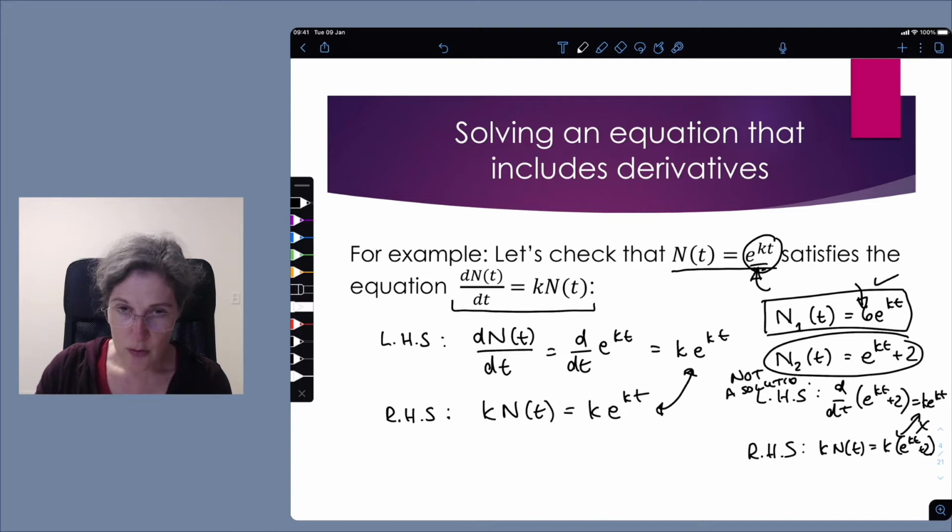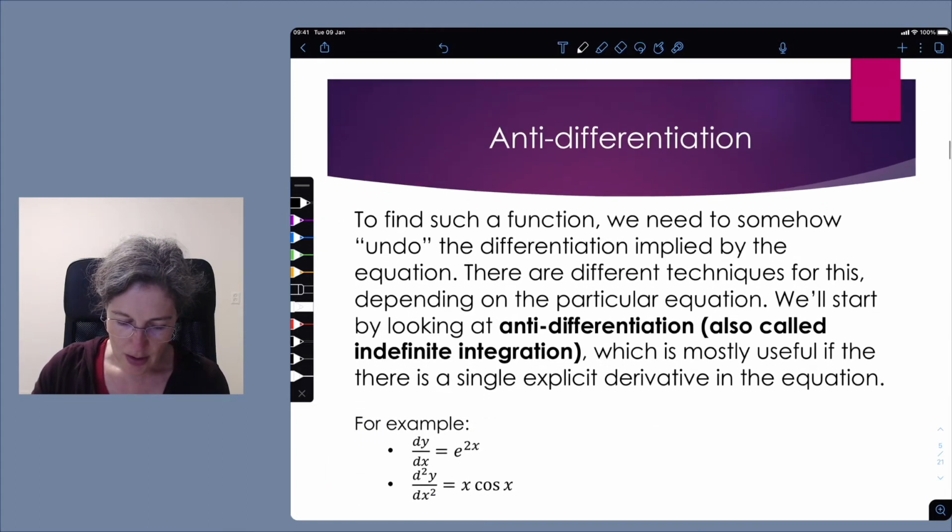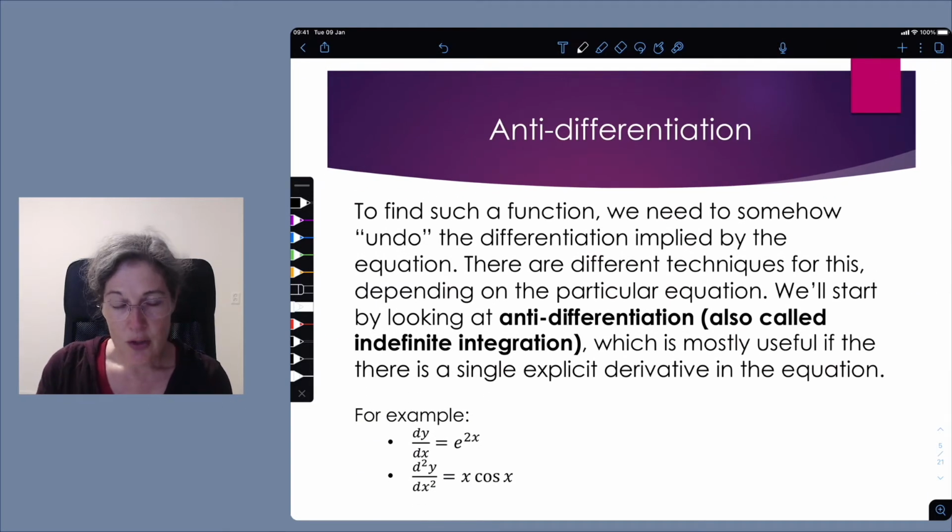So what we're trying to do when we integrate is find all the functions which satisfy the differential equation. So I'm calling it a differential equation because it's got derivatives in it. So somehow we need to undo the differentiation that's implied in the equation. And there are plenty of different techniques for this, and they all depend on the particular form of the equation that you're trying to deal with.